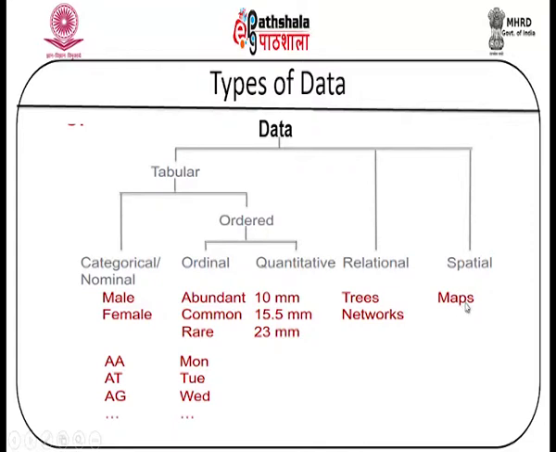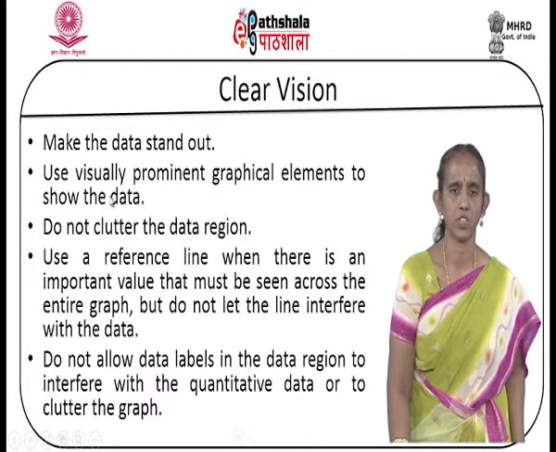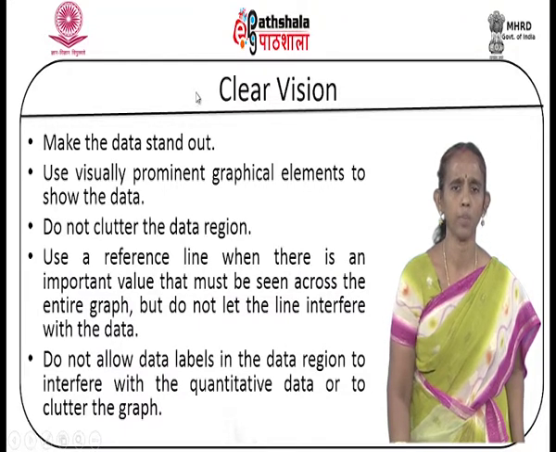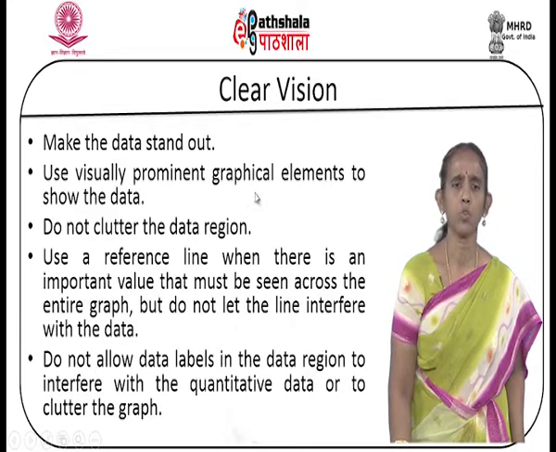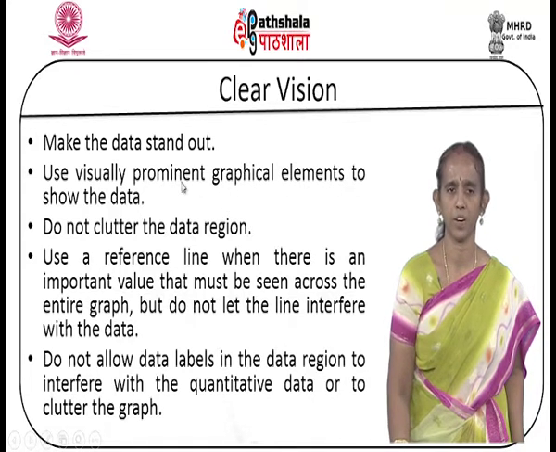Where the attributes are represented in the spatial region as such. So this is a broad classification of different types of data. When we talk about the data, we need to have a clear vision of the data. That is, we need to make the data stand out in our visual. We try to use visually prominent graphical elements to show these kinds of data.